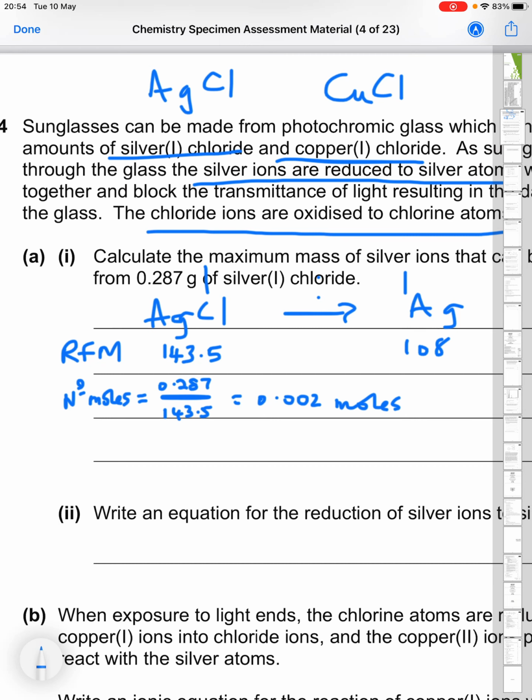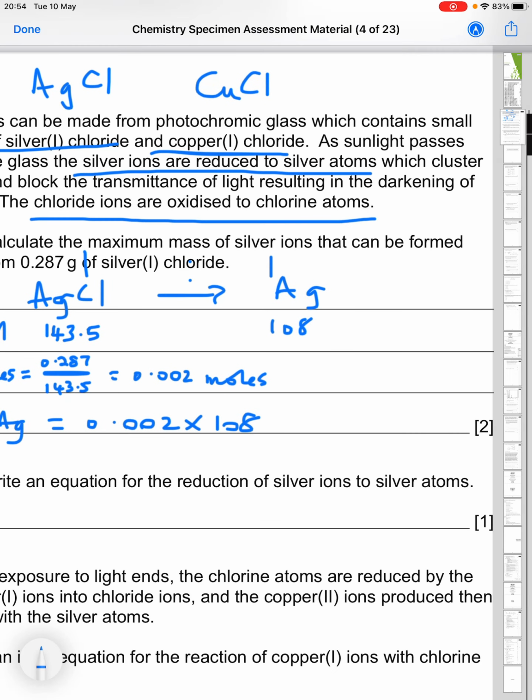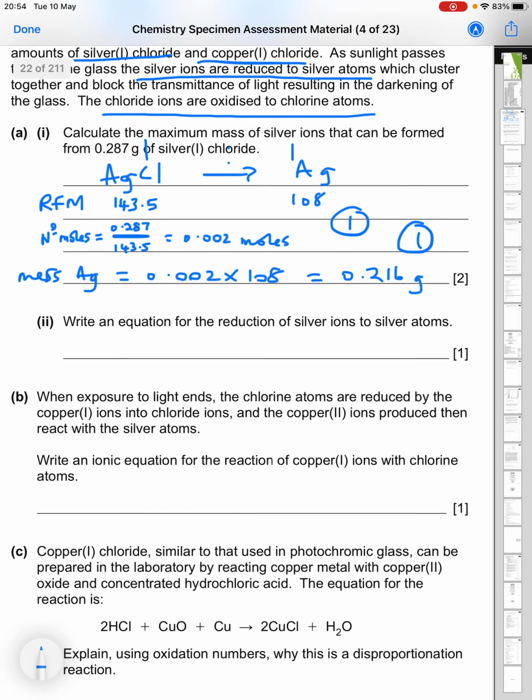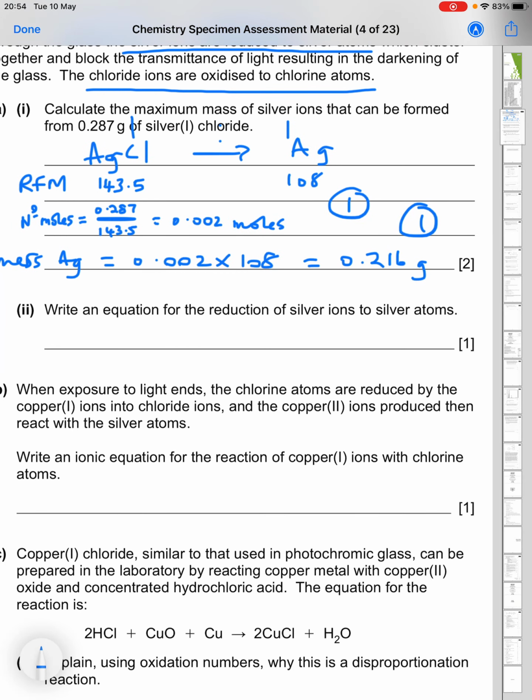So then you have your 1-to-1 ratio here. So we're also going to get 0.002 moles of the silver. So the mass of the silver is 0.002 times 108, which is 0.216 grams. So 1 mark for working out your number of moles of the silver chloride, and 1 then for getting the mass of the silver correct.